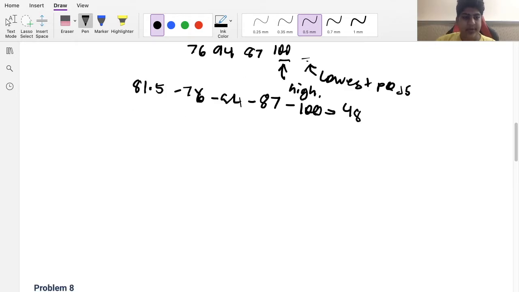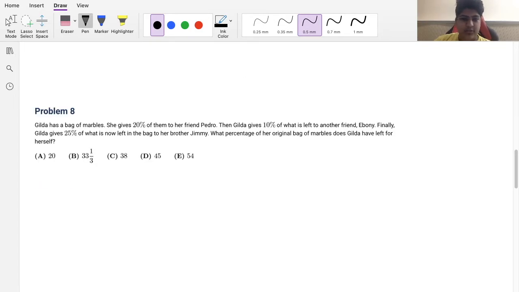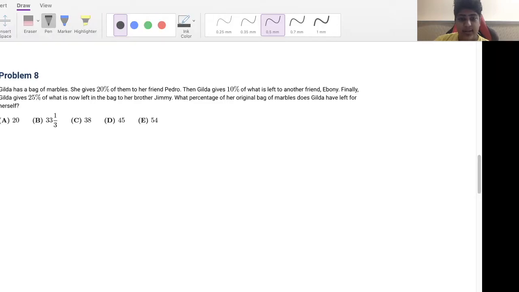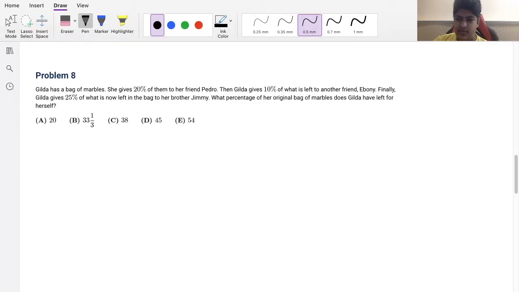Problem number 8. Gilda has a bag of marbles. She gives 20% of them to her friend Pedro. Then Gilda gives 10% of what's left to another friend, Ebony. Finally, Gilda gives 25% of what is now left in the bag to her brother Jimmy. What percentage of her original bag of marbles does Gilda have left for herself?